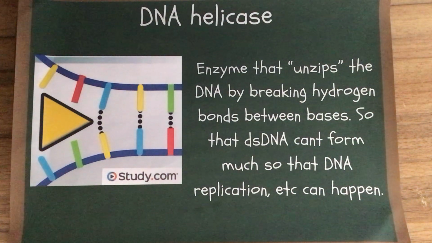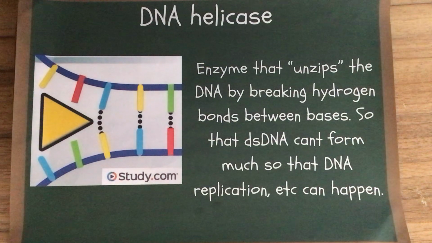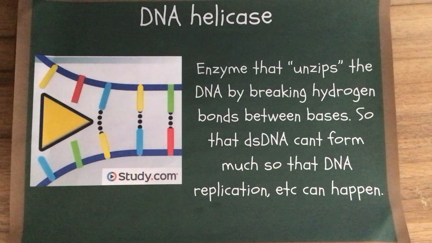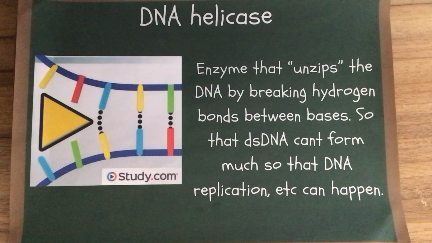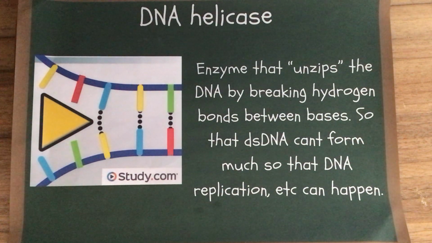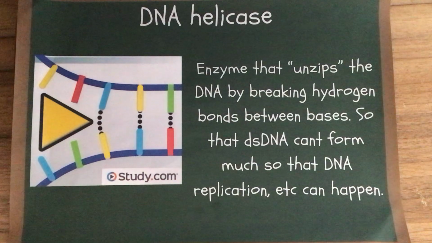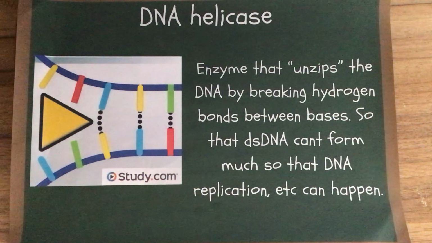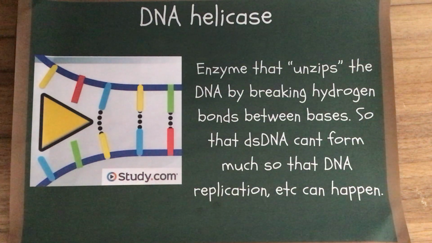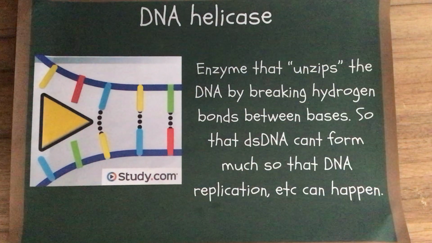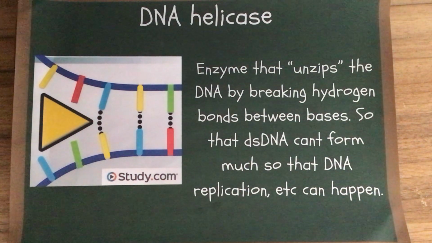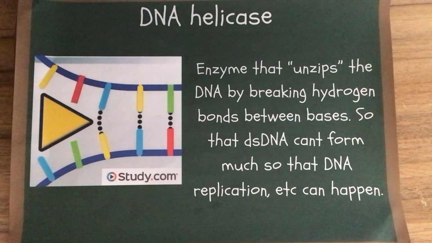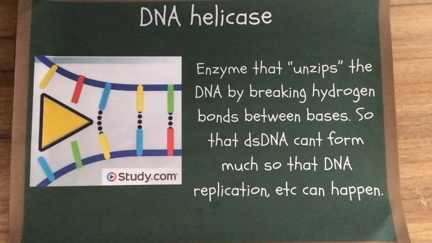Today we're gonna talk about DNA replication. First, let's talk about DNA helicase. DNA helicase is an enzyme that unzips the DNA. DNA is normally double-stranded, so it must be opened before replication can happen. Helicase breaks the hydrogen bond between the base pairs, allowing the two DNA strands to separate and replication to begin.